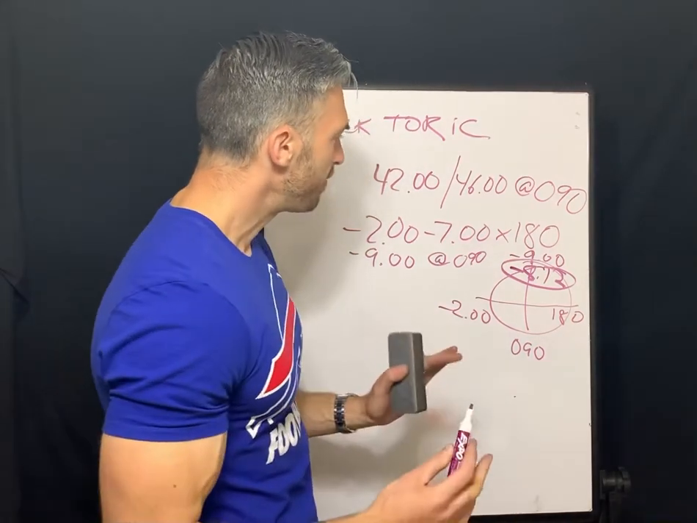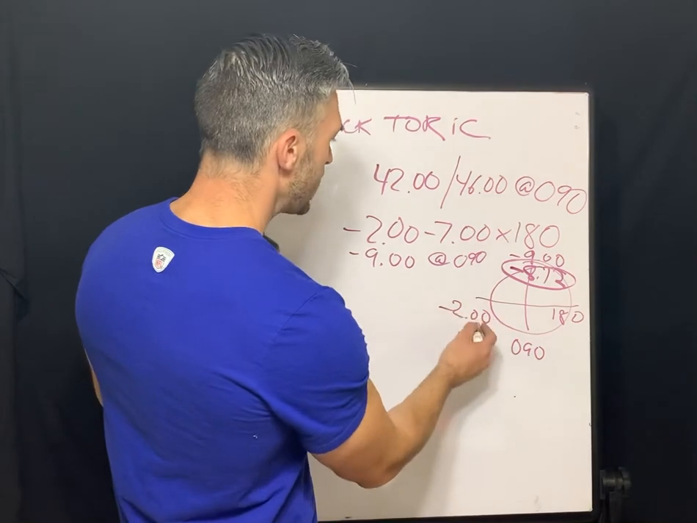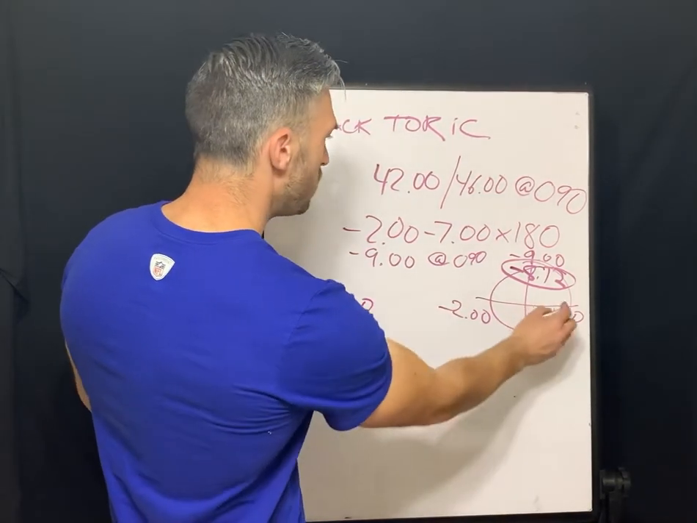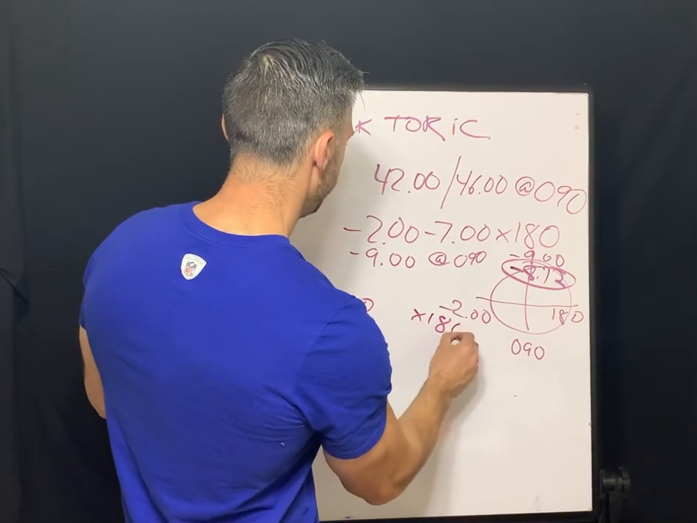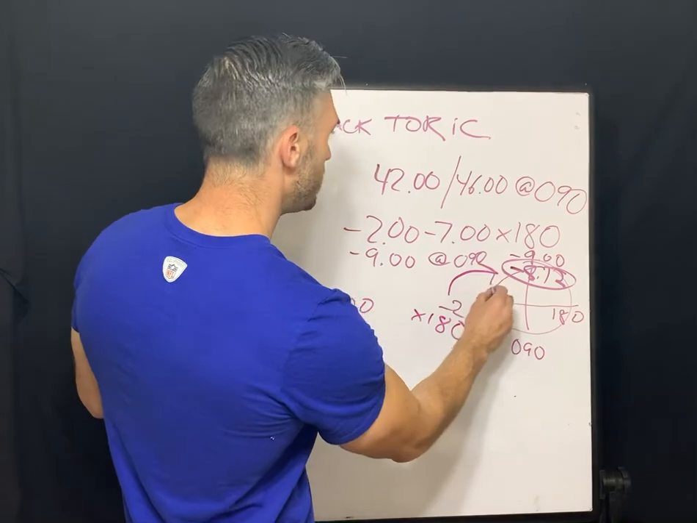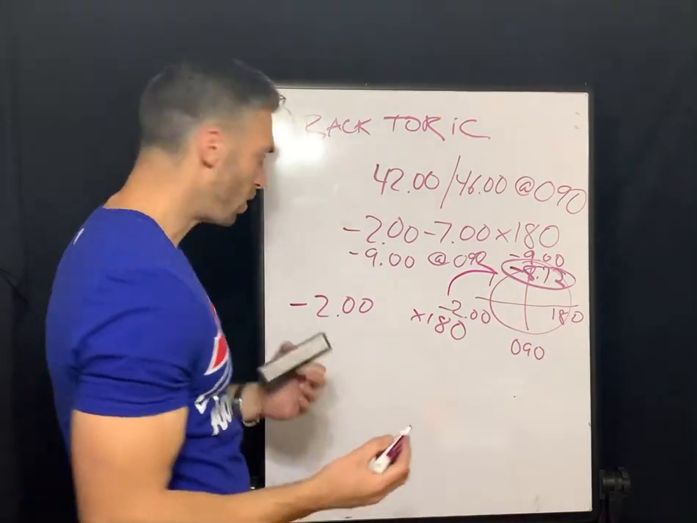Then we're going to take it off the optical cross. So we're going to start with our most plus number to take it off, which is a -2. It's less minus. -2, record the axis, 180. We're going to say, how far do we get from a -2 to a -8.12? That distance is -6.12.